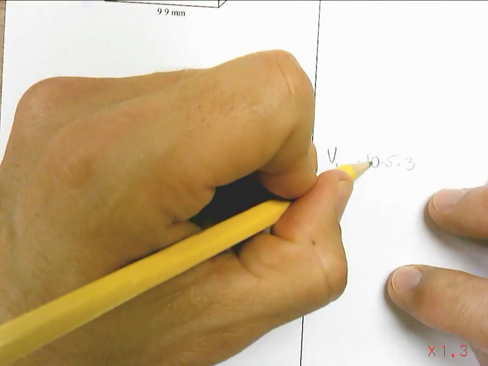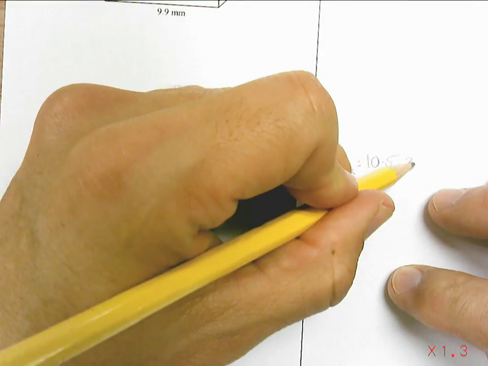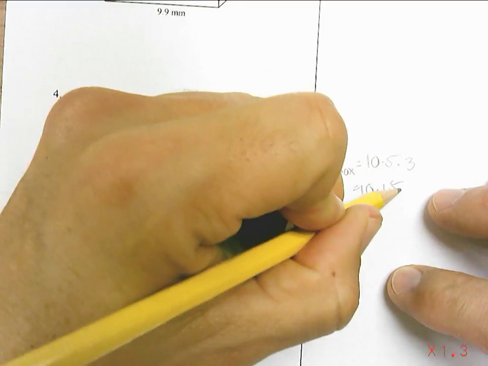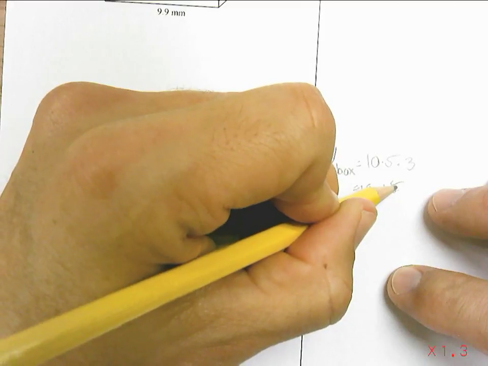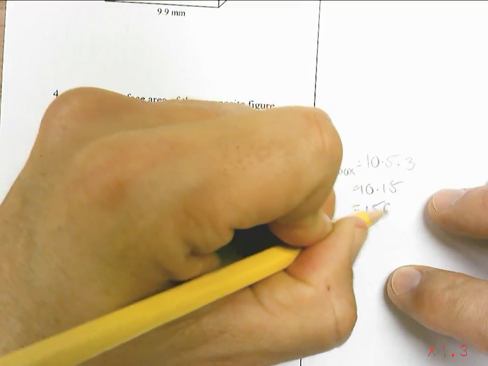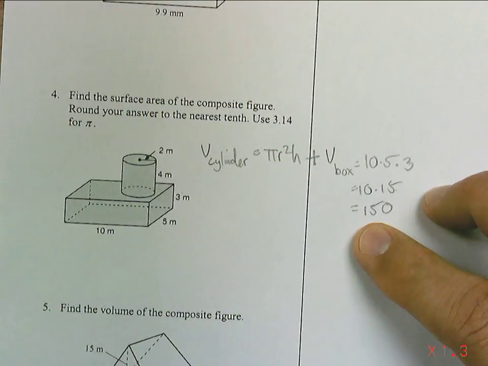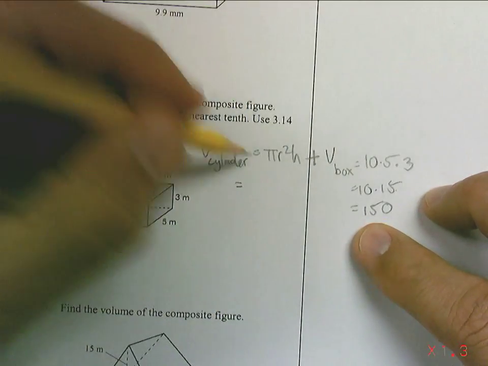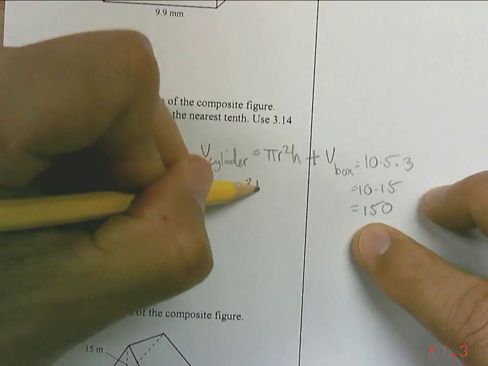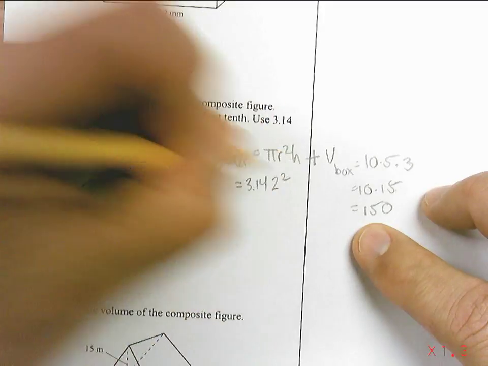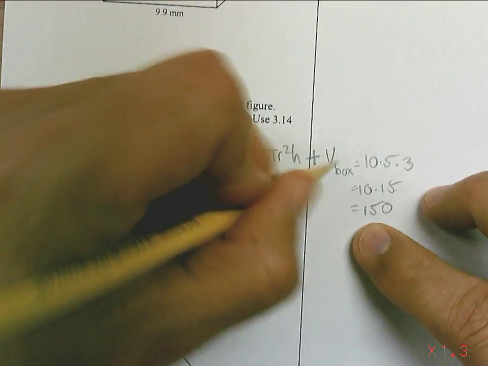Oh, I can do this one. I know that 5 times 3 is 15, and 10 times 15 is a 15 with a 0, 150. So I'll keep that, and we're going to add these volumes together. So pi, so 3.14 times the radius given here, which is 2. So it's going to be 2 squared times the height of this cylinder, which is 4.